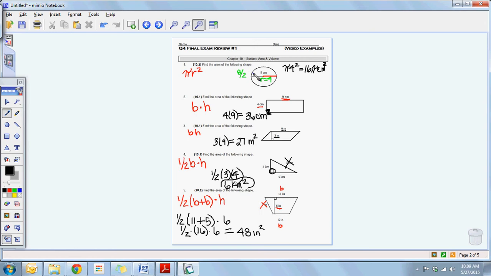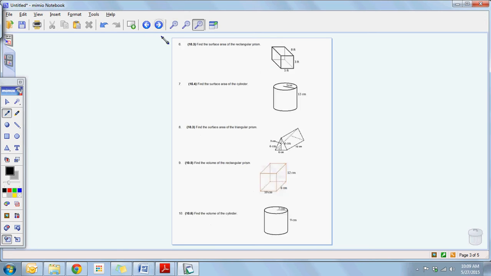Okay? So that's how you find area. All of these formulas are going to be given to you. It's your job to figure out where you're going to put them. What is the shape you're going to use with those formulas? Okay, let's move to the next page.